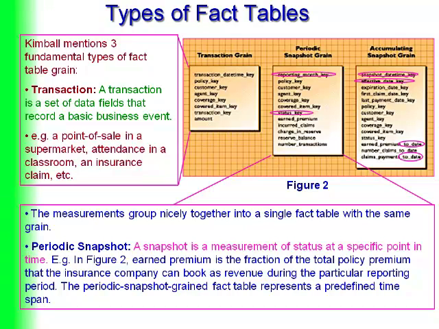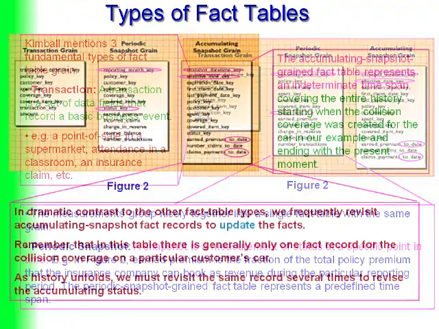In the case of periodic snapshot, a snapshot is a measurement of status at a specific point in time. For example, in the figure, earned premium is the fraction of the total policy premium that the insurance company can book as revenue during the particular reporting period. So the periodic snapshot grained fact table represents a predefined time span. That means by taking a particular time period into account, we are computing the grain here in the periodic snapshot.